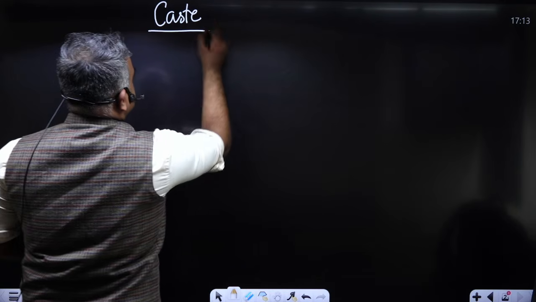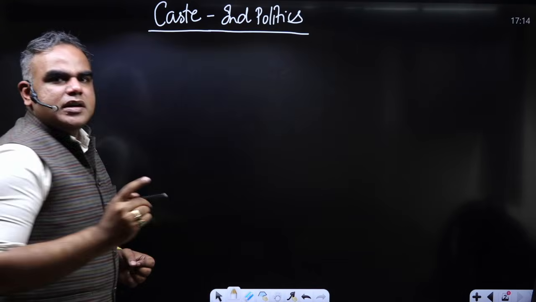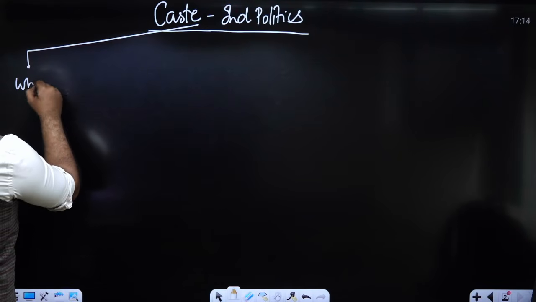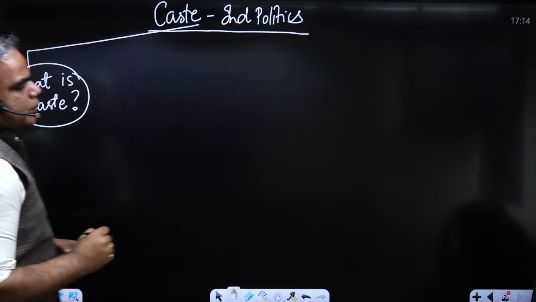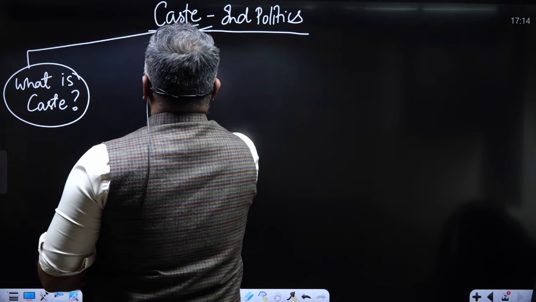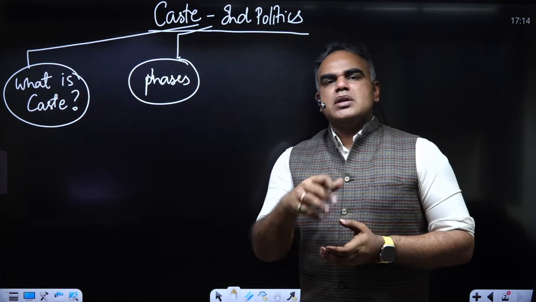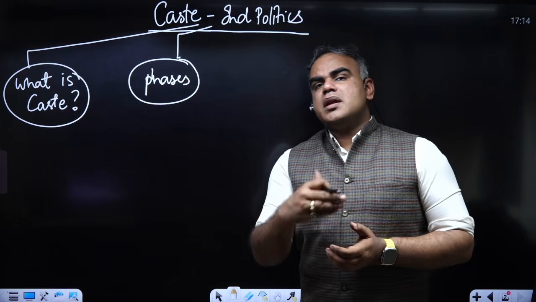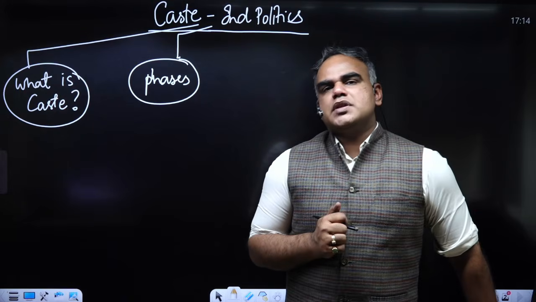just a very quick recap of the previous class. We were discussing caste in Indian politics. Here, what have we discussed? Basically, what is caste? We've made a mention of Louis Dumont and M.N. Srinivas. We have also seen the different phases. The very first phase talks about caste simply being a tool for social stratification, social hierarchy. And then after independence, it becomes an important tool for electoral calculations, electoral arithmetic.